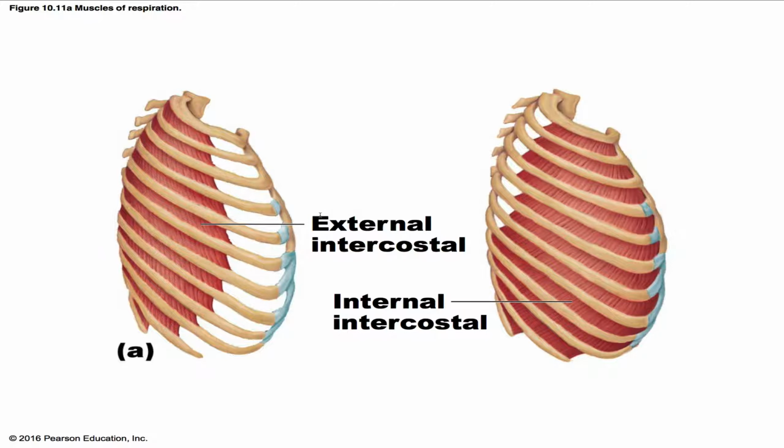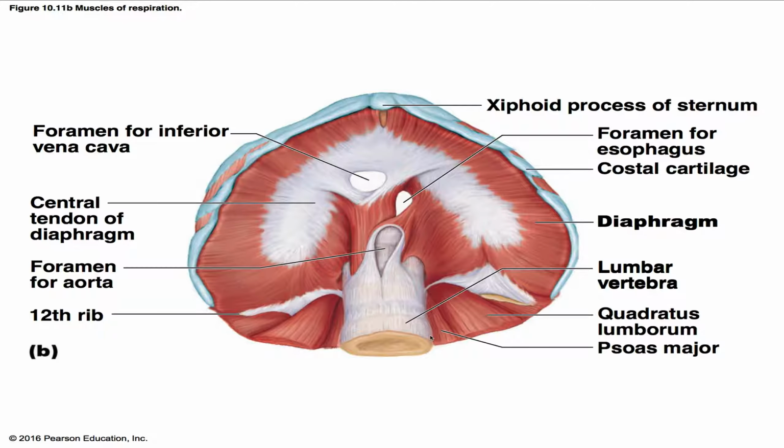And as I said before, they run perpendicular to one another. The external intercostals run down and forward, and the internal intercostals run downwards and posteriorly. Now this illustration is showing you the image of the diaphragm. As you can see, this is a broad muscle.